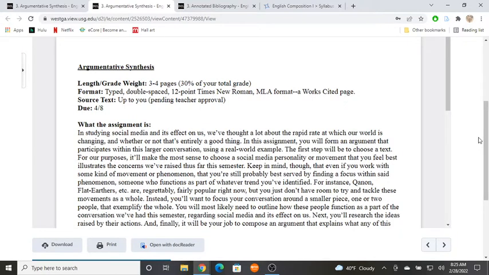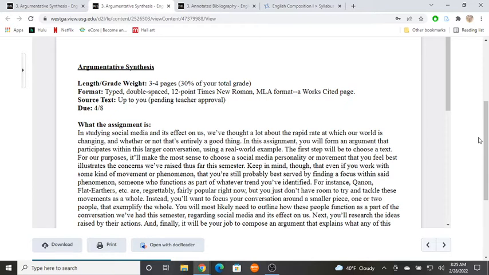This is essentially a research paper, okay? Let's go over some of the finer points first. Length 3 to 4 pages, 30% of your total grade. So it is significant. Of course, we will spend a significant amount of time on it. Format, same as always. I hope at this point there are no surprises there.